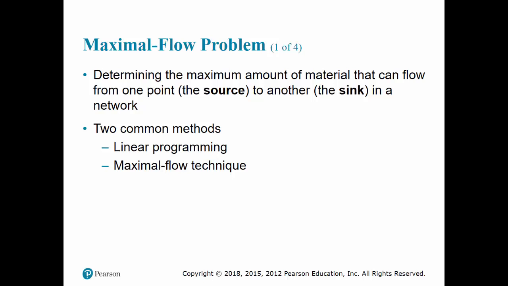The next problem is called the maximal flow problem, where we have a network with one single source point and one single destination point. It's called the source and the sink. In between, there are lots of nodes and arcs, and each arc has a capacity. The goal of this model is to figure out the maximum amount of flow that can be sent from the source to the sink.